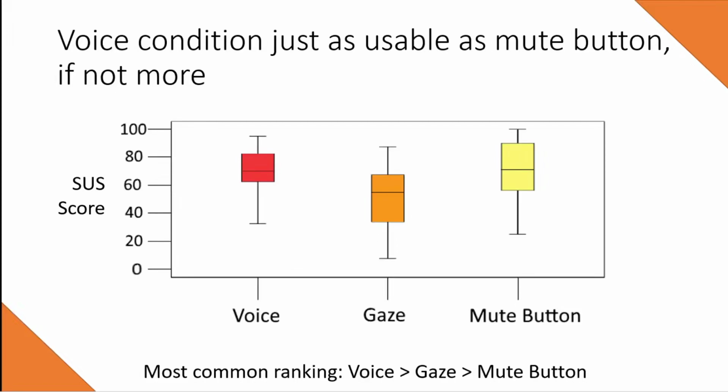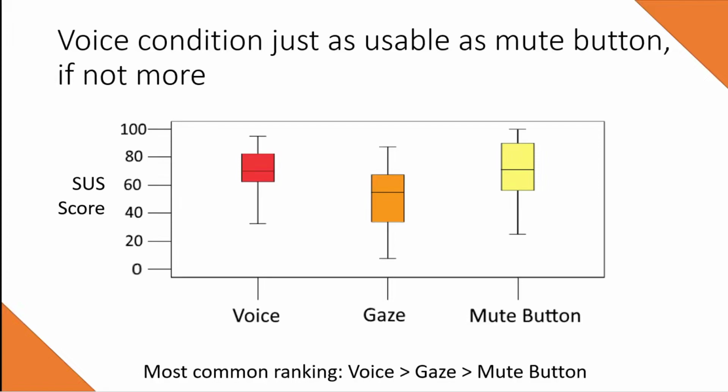This usability is validated by the ranking exercise and the interviews. Participants were asked to rank the different privacy controls based on usability. The most common ranking was voice, followed by gaze, followed by mute button. And in the interviews, participants often commented on how easy and natural the voice control was to use. These results combined suggest that the voice was perceived to be as, if not more, usable than the mute button.